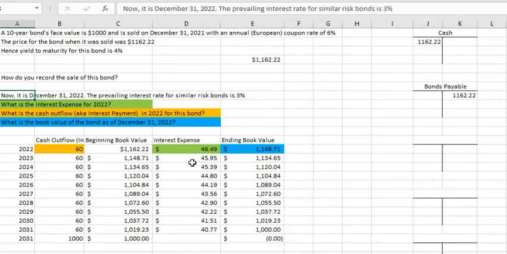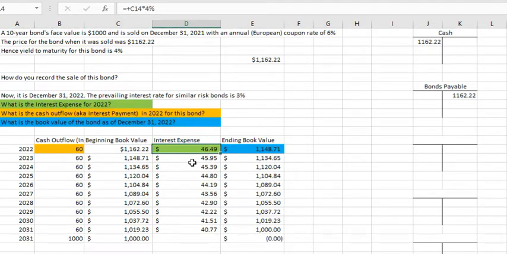It says it's now December 31st, 2022. The prevailing interest rates are 3%. From an accounting perspective, it doesn't matter whether they are 3% or 4% or 5%. It will change the market value of the bond, but the accounting treatment is not going to change. That said, the interest expense for 2022 is going to be $46.49 for this bond. This is what we calculated here.